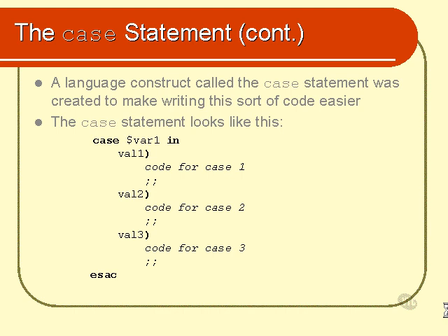Finally, when you've exhausted all the options, you put esac, which is case spelled backwards, just like fi is if spelled backwards. So let's see an example of the case statement in action.